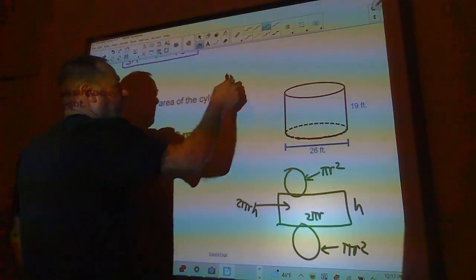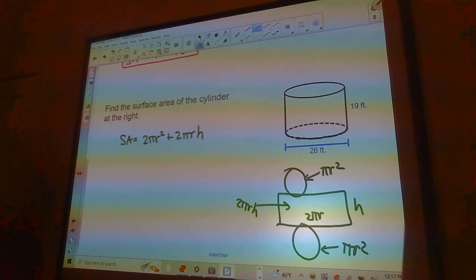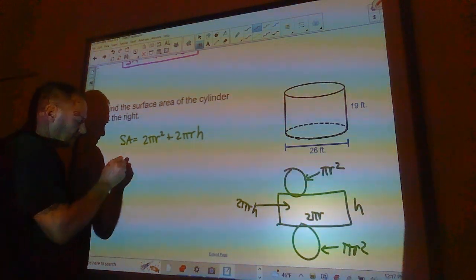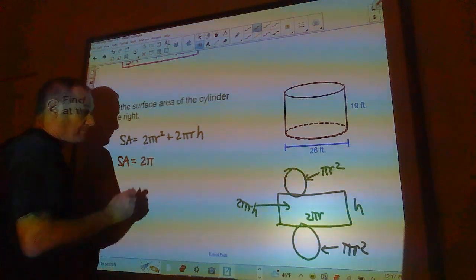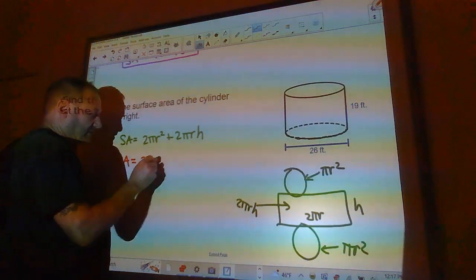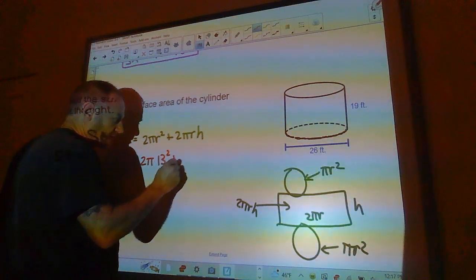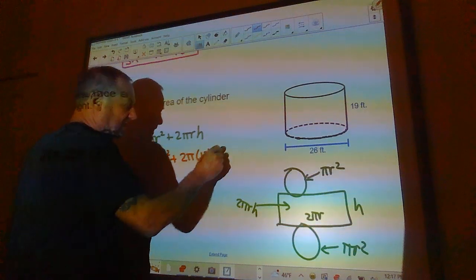This is a formula I'd probably memorize. Once you know it, it makes it super easy. It's not a hard one to learn either. So this would be 2 pi. Now be careful because it gives you the diameter. We want the radius. So that's going to be 13 squared plus 2 pi times the radius, which is 13 again, and the height is 19.